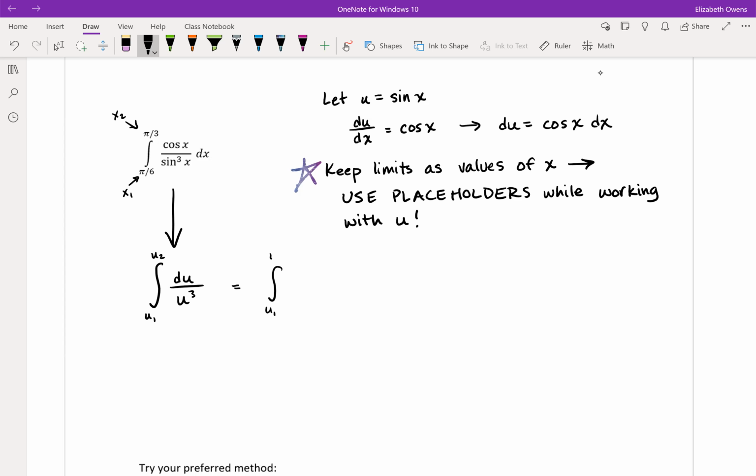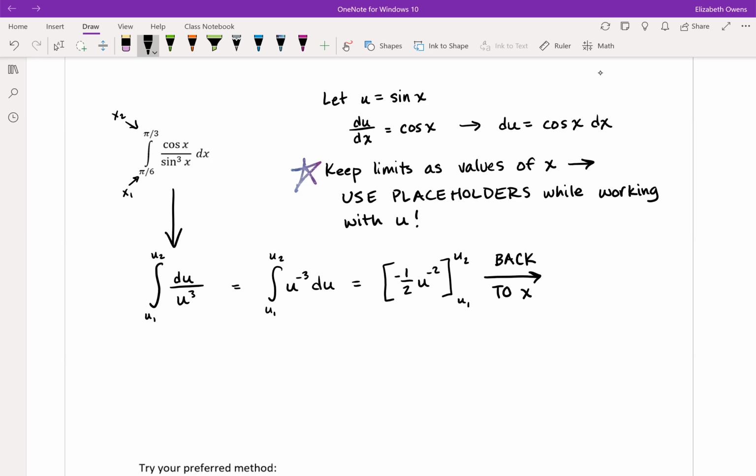So you're going to have here the same antiderivative process. All right, we'll still get our -1/2 u to the -2 power for the antiderivative, u1, u2. But here at this stage, we are going to go back to the variable x.